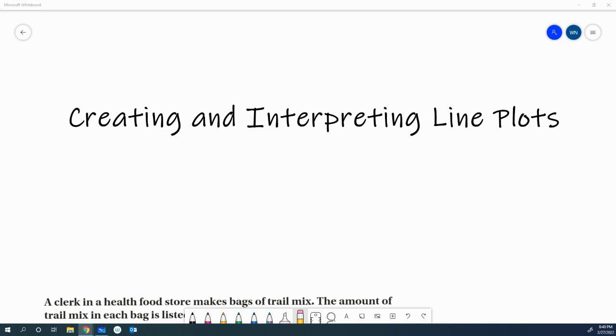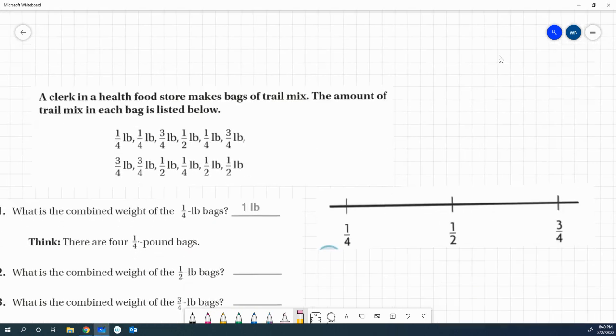So go ahead and rip that page out, and we're going to be writing on it, taking our notes, and then we will fold it in half hamburger style and glue it into our interactive math notebook. Let's go ahead and jump into the first problems.